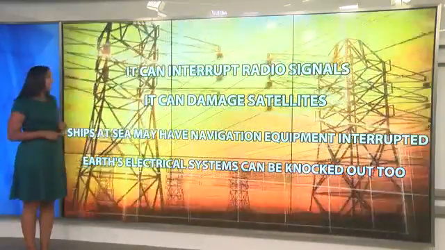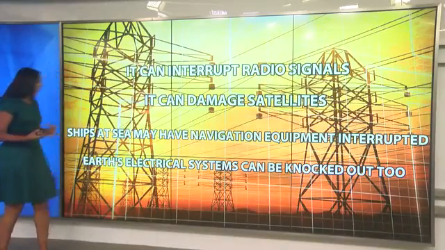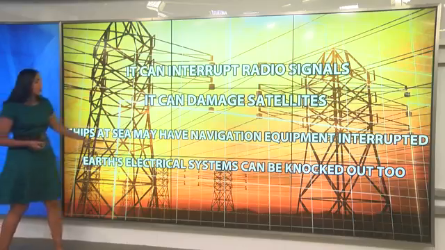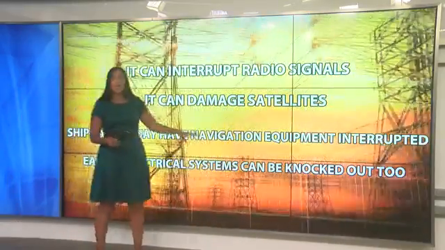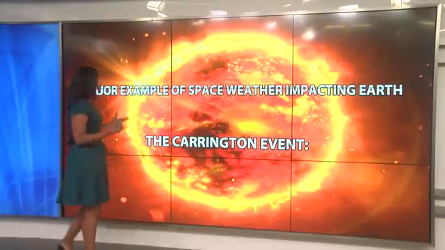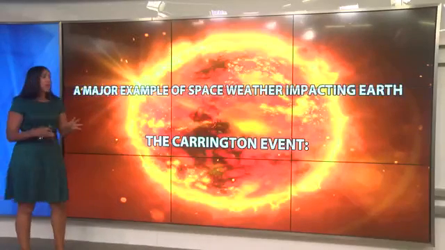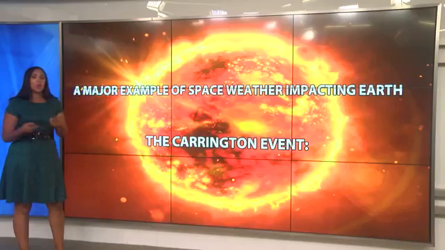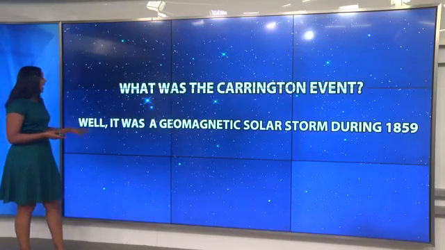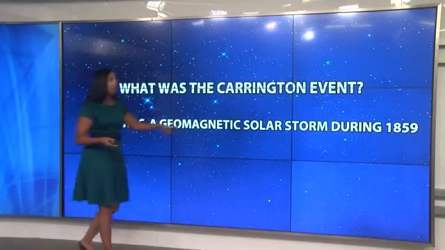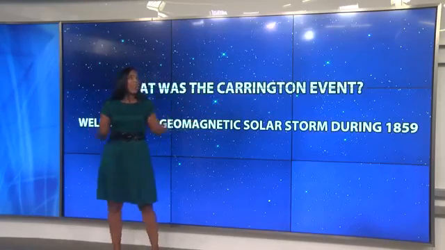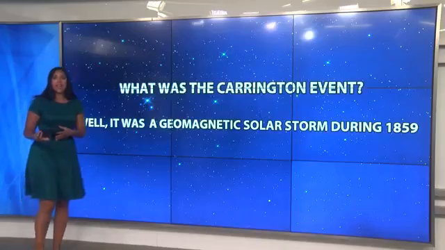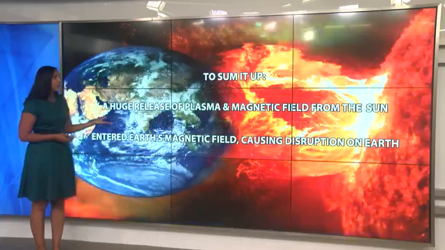It interrupts radio signals. It damages your satellites. Ships at sea may have navigation equipment interrupted. Earth's electrical systems can be knocked out too. And a major example of space weather impacting Earth was actually an event called the Carrington event. And what was it? This was a geomagnetic solar storm during 1859. This was actually in the 1800s, and the sun's activity caused some issues here on planet Earth.